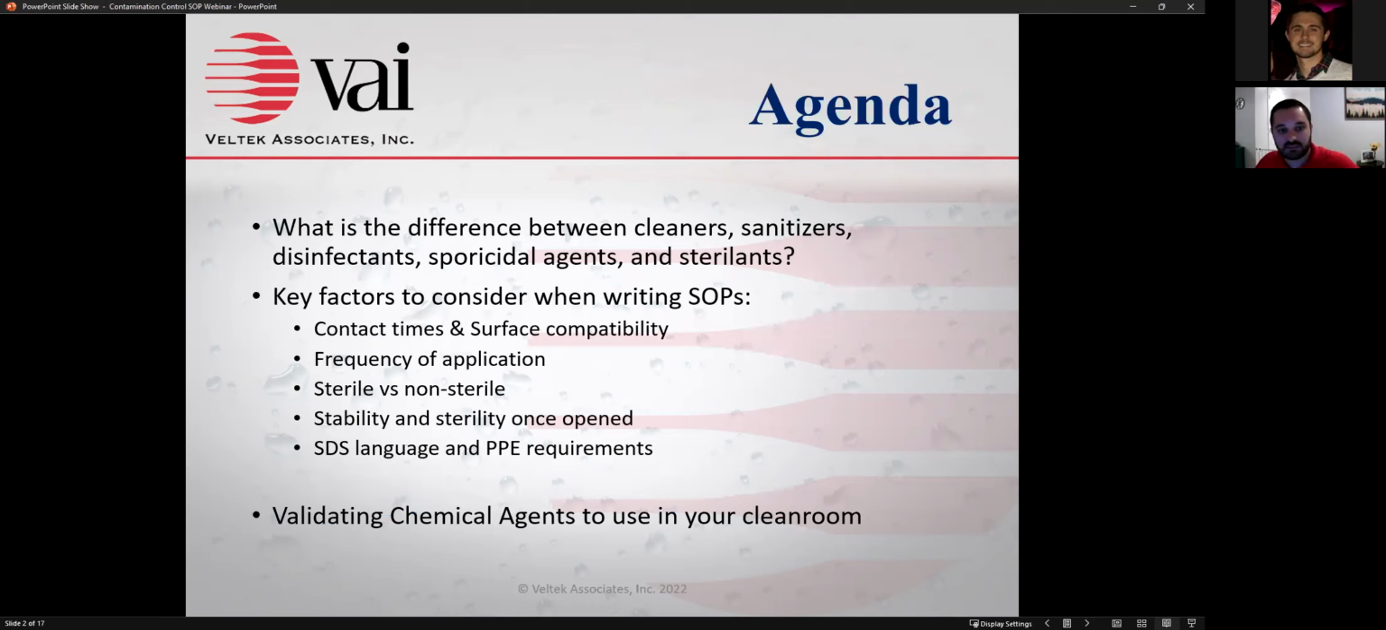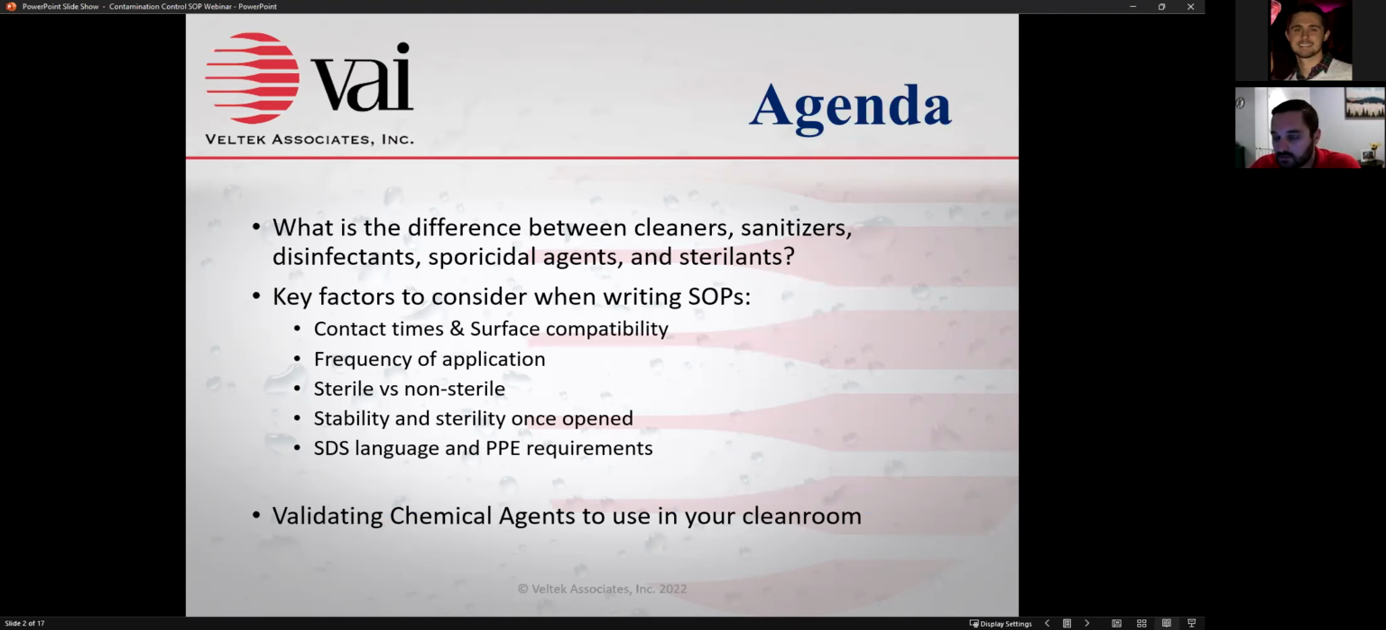The agenda for this is we're going to go through some of the general terminology. I'm going to touch on how these terms come to be with these products. I know there's a lot of confusion sometimes about what's a sanitizer, cleaner, or one-step cleaner. We'll touch on that a little bit. Then we'll go through different factors to consider when you're writing your standard operating procedures. These are obviously not the only things you need to look at, but I feel they're important, and there are other ones you can consider.